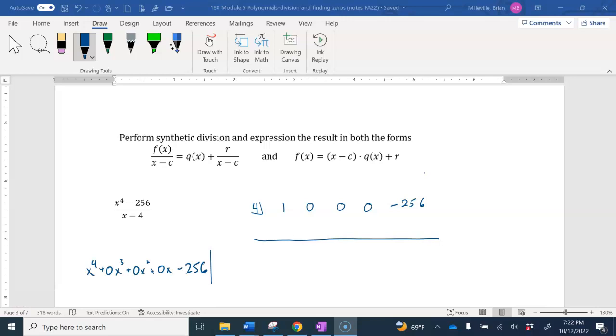Okay everyone, I'm going to do another couple examples with synthetic division and finding the zeros of polynomials. So we're going to perform this synthetic division, dividing x to the fourth minus 256 by x minus 4, and we're going to write the result in both forms that we're seeing listed here. The first one is where we're actually writing out the division, and the second one is from the division algorithm listed there.